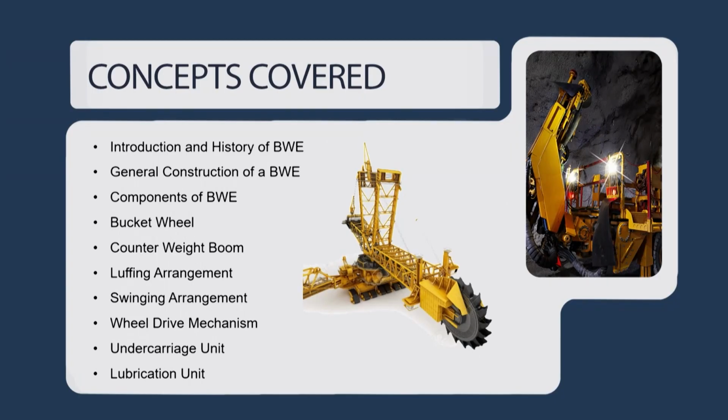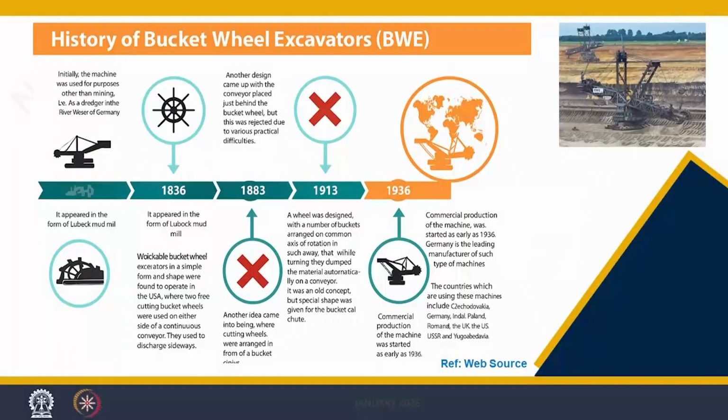A bucket wheel excavator looks like what you can see in the picture here, and then we'll go to the history of the bucket wheel excavator. Then we will discuss the general construction of a bucket wheel excavator. Then we'll go to each individual component. We will study in detail the bucket wheel, the counterweight boom, luffing arrangement, swinging arrangement, wheel drive mechanism, undercarriage unit and lubrication unit.